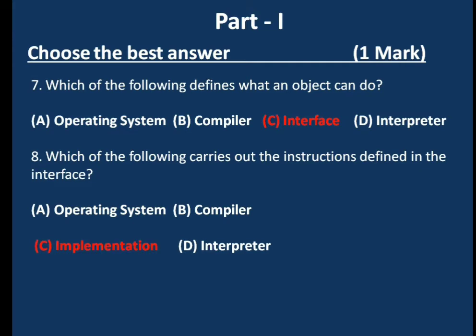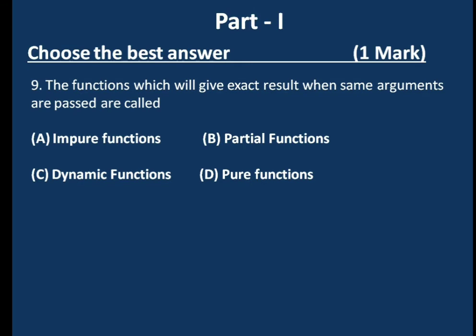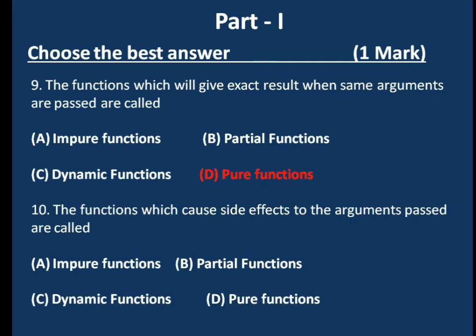The answer is implementation. The functions which will give exact results when the same arguments are passed are called: the options are impure function, partial function, dynamic function, pure function. The answer is pure function. The functions which cause side effects to the argument passed are called: impure function, partial function, dynamic function, pure function. The answer is impure function.